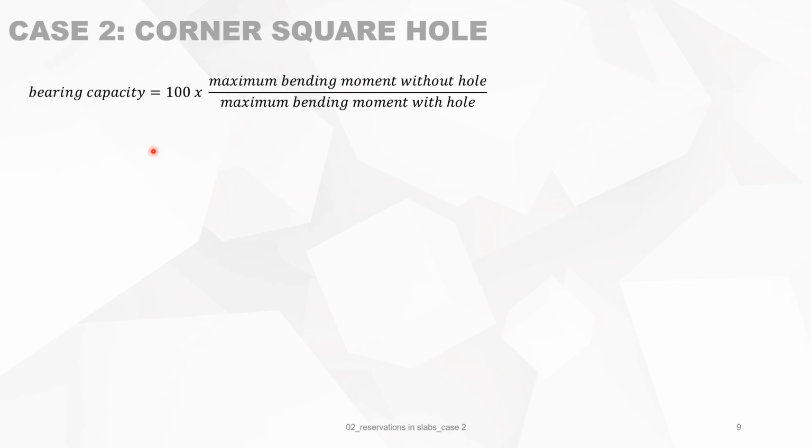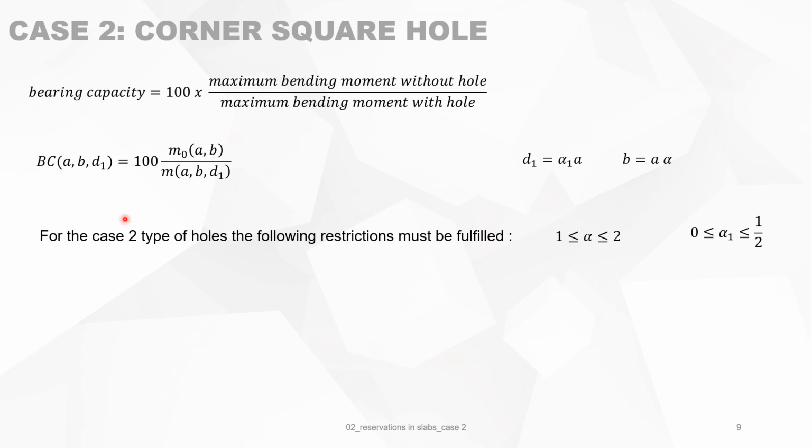Now, bearing capacity is defined as 100 times the maximum bending moment without the hole divided by the maximum bending moment with the hole. So in formula, it becomes like that. And now we will make all elements without dimensions. So D1 equals alpha 1 times A, and B is alpha times A. We know that in case of this type of holes, we have certain restrictions. And then we can rewrite the formula of the previous slides with those assumptions, and you arrive at this equation.